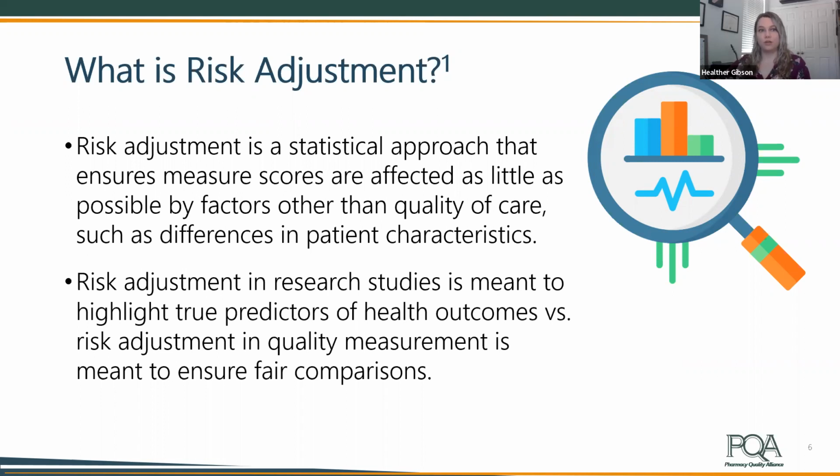You may have heard of risk adjustment through research endeavors or read about it in the literature. And in research, risk adjustment is often a mechanism to identify predictors of an outcome of interest. And while the methods used in research and quality measurement related to risk adjustment look and sound similar, it is really critical to understand the purpose for risk adjustment.